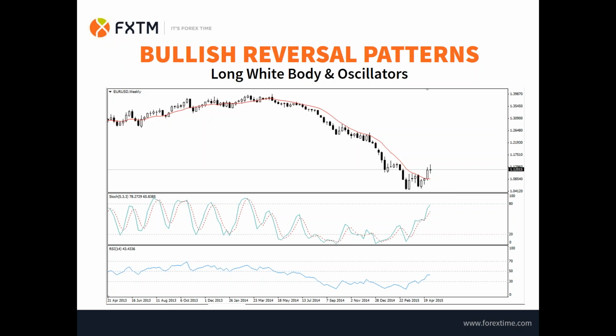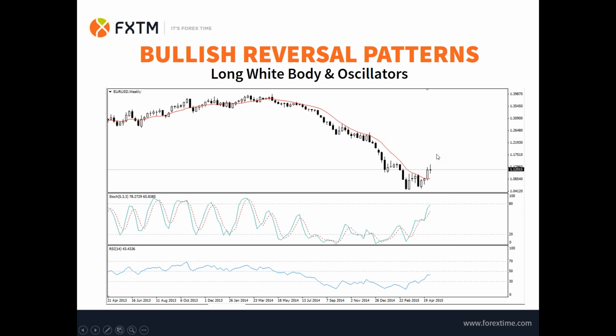So here we have a long white body. Here is your long white body here, breaking above a moving average, which is very good. Then you have your stochastic that happened to be oversold going above 20, and your RSI, which is delayed, going from below 30, at oversold extreme area, above 30. So everything filters and confirms, this price confirms that we are going higher.